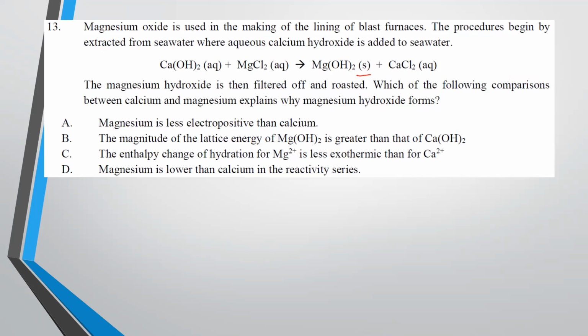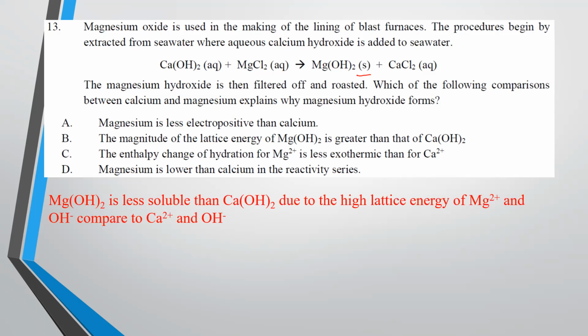So in other words, why is magnesium hydroxide easier to form? Okay, A, it is because magnesium is less electropositive than calcium. No, actually magnesium is more electropositive than calcium. Okay, B, the magnitude of the lattice energy of Mg(OH)2 is greater than that of Ca(OH)2, which is correct because Mg2+ has a smaller ionic radius compared to Ca2+.